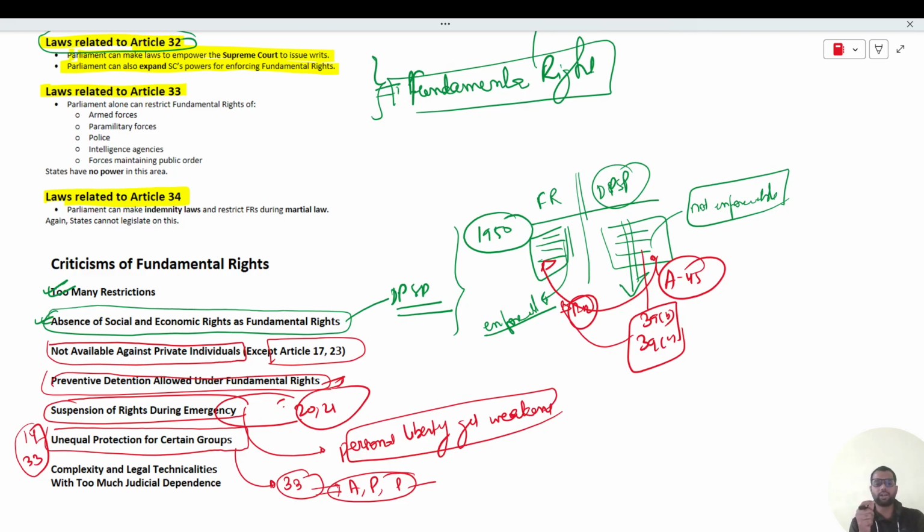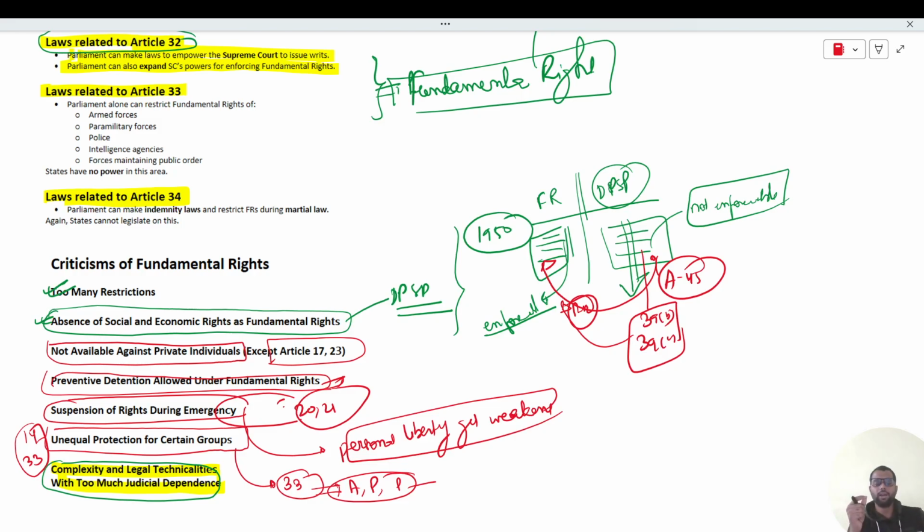Whenever it comes to national security, sometimes you have to sacrifice equality for the sake of security. The next criticism is that we have complexity and legal technicalities with too much judicial dependency. This is what we discussed as the very first criticism of the fundamental rights: there is too much technical complexity that even leaves aside the common man; even the Supreme Court has multiple times changed its decision and interpreted a particular article in a different way.